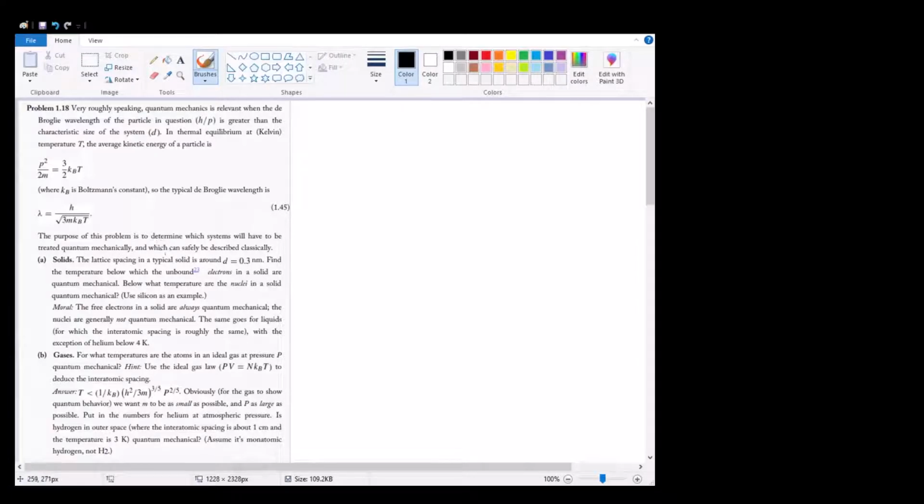Moving on, the purpose of this problem is to determine which systems will have to be treated quantum mechanically and which can be safely described as classical. So we're going to find ranges for possibly any of these variables, most likely temperature, for which a system is quantum mechanical above or below a certain temperature, and classical on the other side of the spectrum.